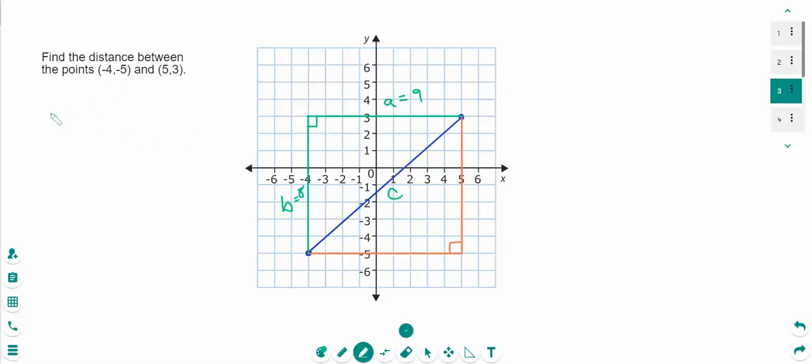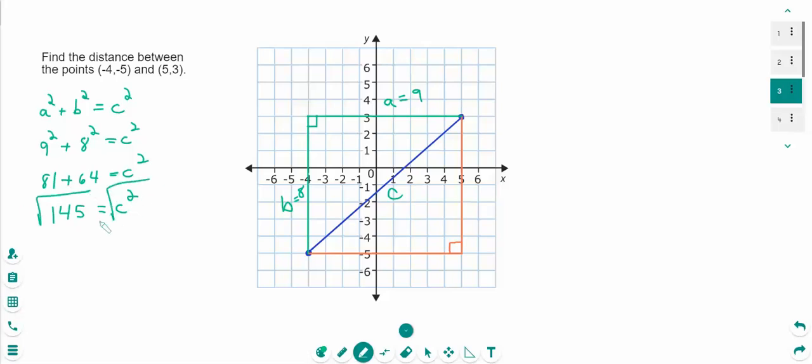So what's our formula? Our formula is a squared plus b squared equals c squared. Now our a, we just found that to be a 9. So 9 squared plus the b, we found that to be an 8. 8 squared equals c squared. So 9 squared is 81 plus 64. C squared is 145 is equal to c squared. And then we're going to take the square root of both sides. That's going to give me a plus or minus square root of 145 is equal to c.